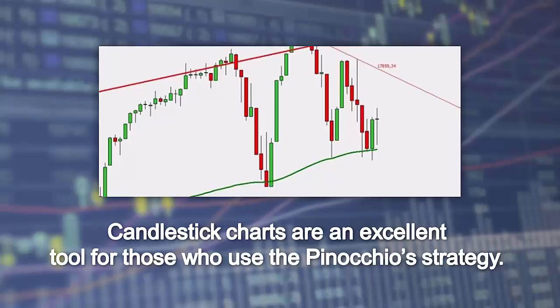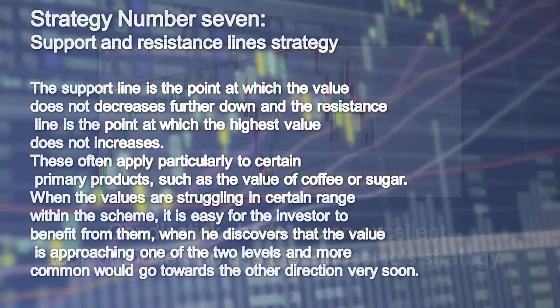Strategy number 7. Support and resistance lines strategy. The support line is the point below which the value does not decrease further, and the resistance line is the point above which the value does not increase.